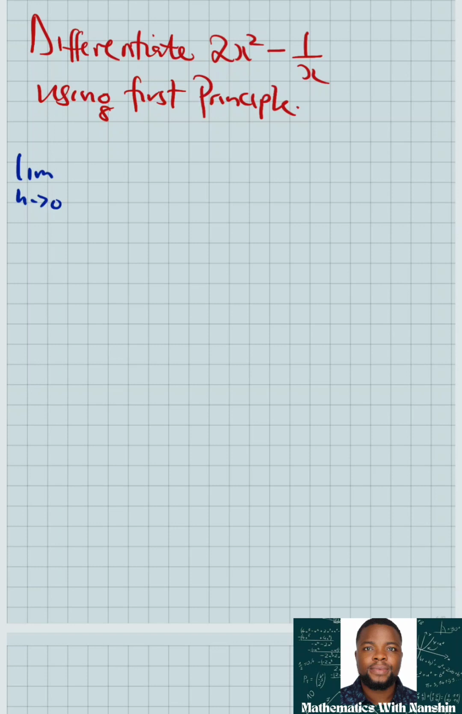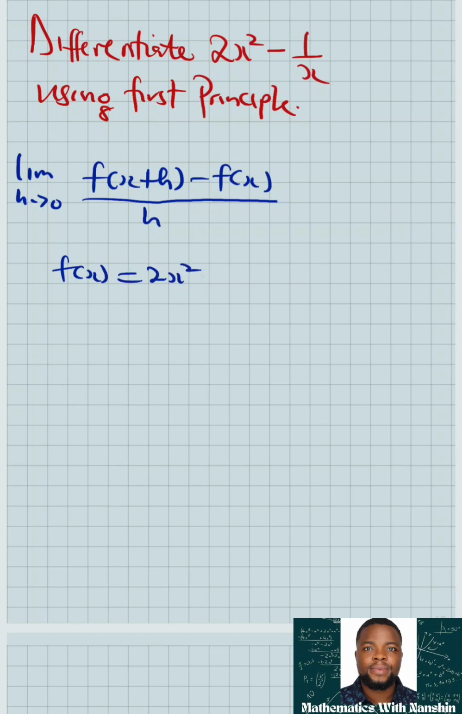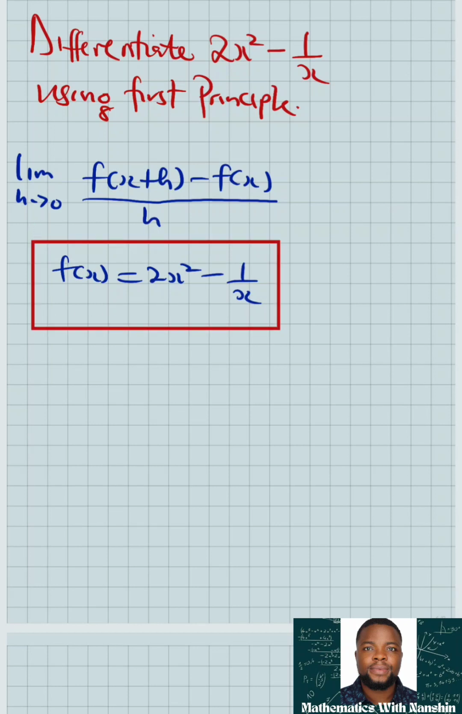Right away, limit as h approaches 0, f of x plus h minus f of x all over h is the first principle. So we're going to plug that into this formula. Our function given in the question is f of x equals 2x squared minus 1 all over x. This is what they want us to solve using first principle.